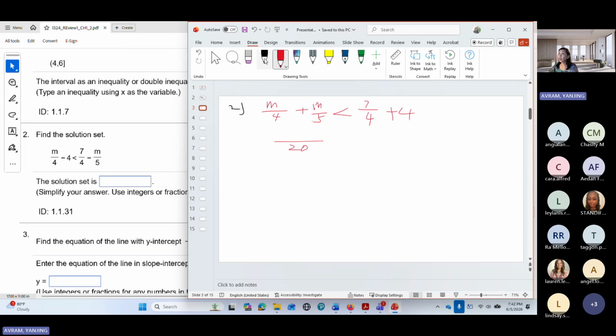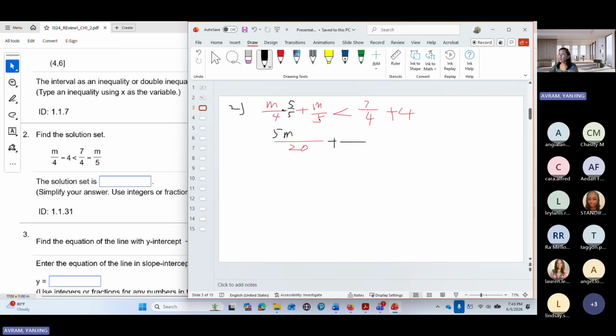All right, so in order to get this one to 20, this needs to be times 5 over 5. Okay, so 4 times 5, you get 20, right? 5 times m, you get 5m. Okay, so that's for the first one.